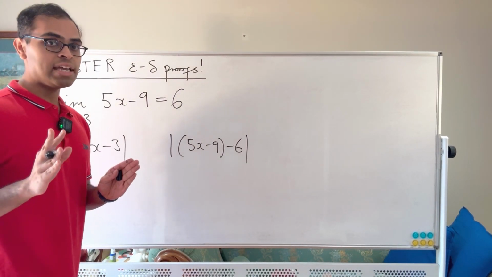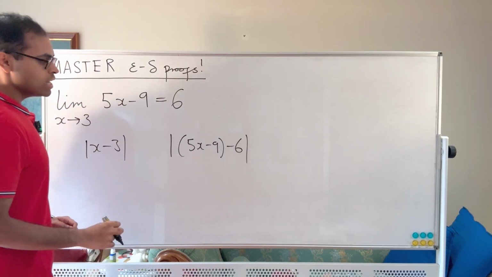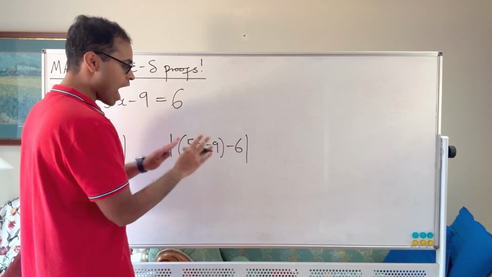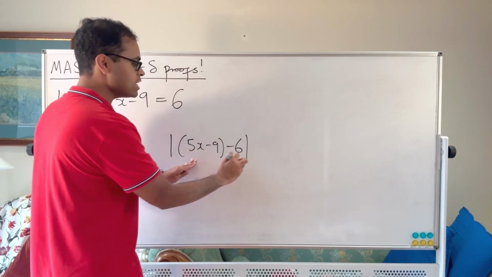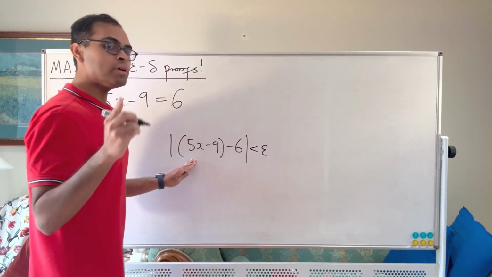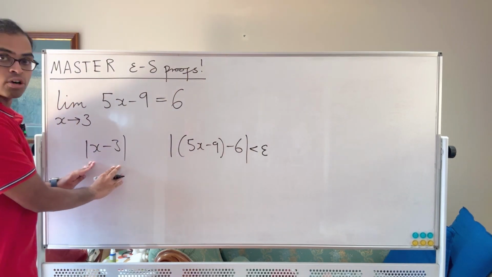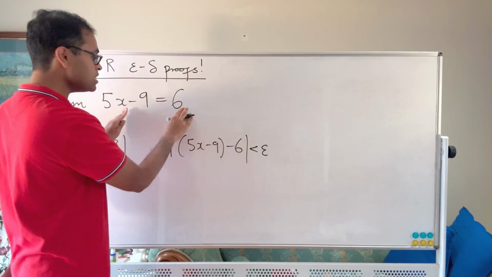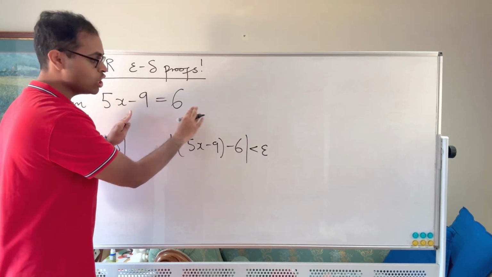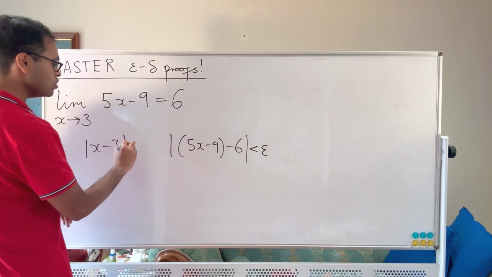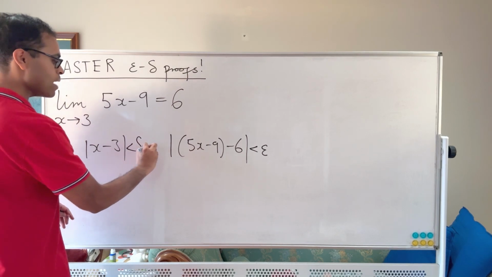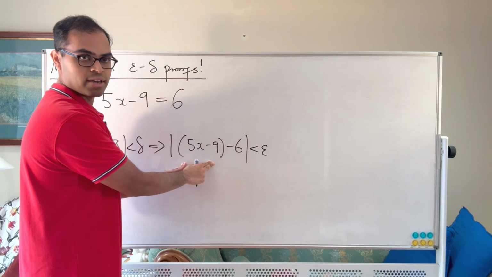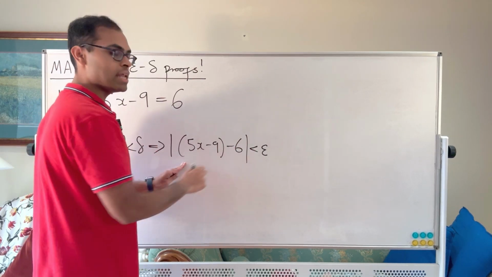Another way of saying it, which is the epsilon-delta formulation, is that it's a game we are playing. No matter how small I want to make this number, I want to make it less than epsilon. You will tell me how close x has got to be to 3 in order for this distance between 5x minus 9 and 6 to be less than epsilon. So you're going to pick a delta, so that the absolute value of x minus 3 less than delta implies that the absolute value of 5x minus 9 minus 6 is less than epsilon.